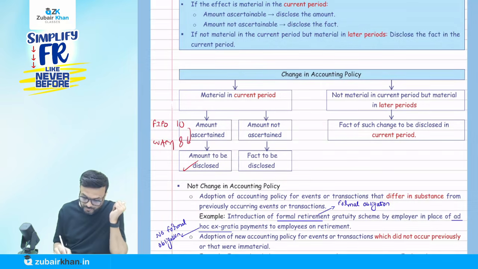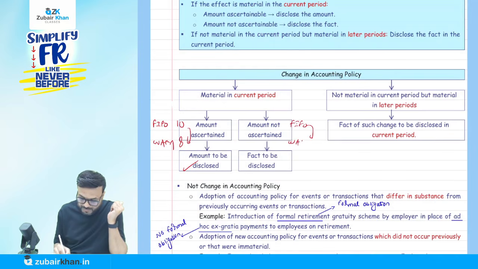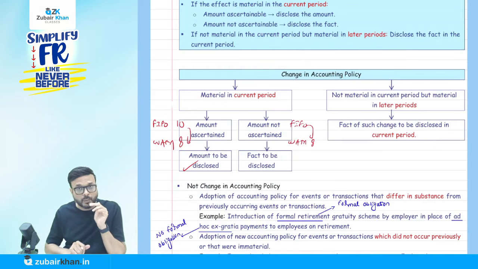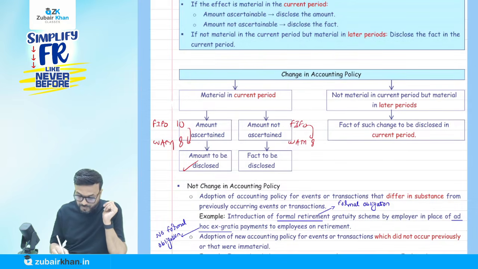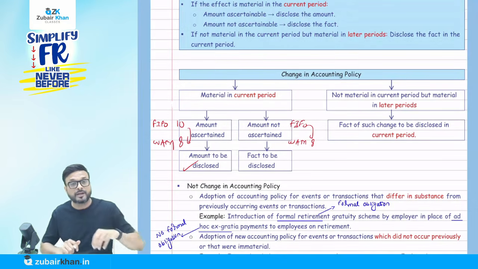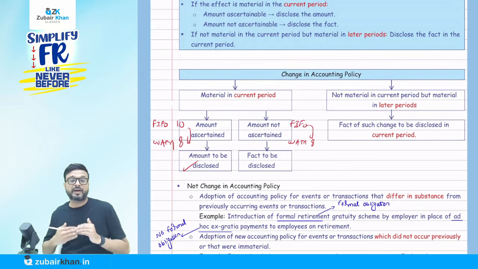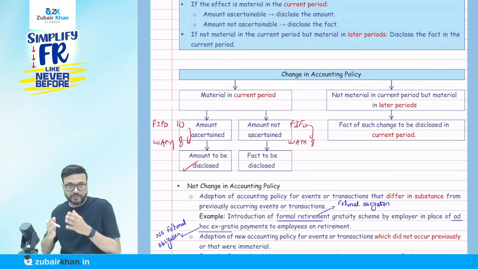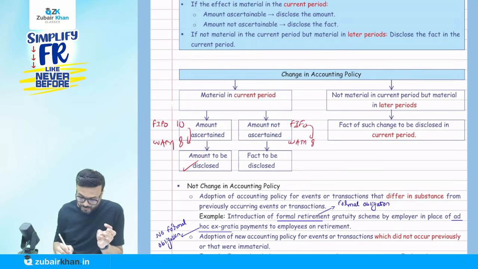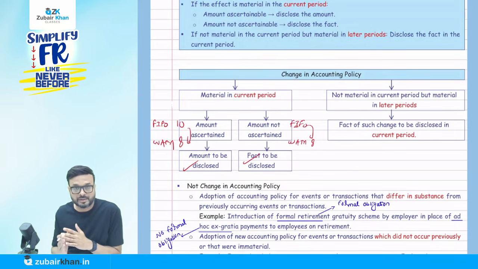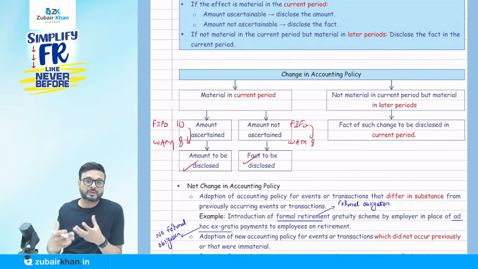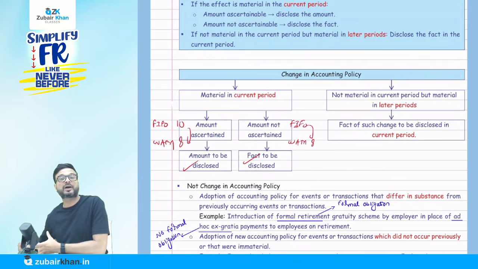Now if we shift from FIFO to the weighted average method and I am not able to find out the closing stock under the previous method, then the fact must be disclosed that we are changing the accounting policy, but we are not in a position to disclose the amount by which my profit or loss is going to be affected.